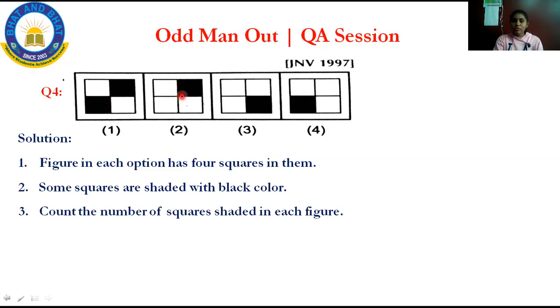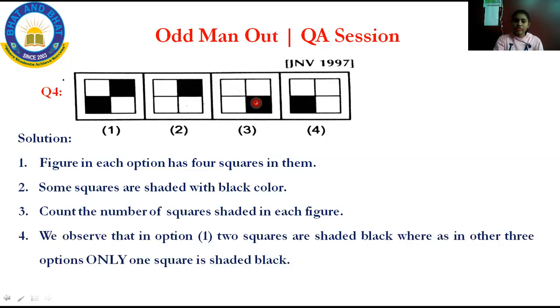Now come to the options. In option 1 there are 2 shaded parts. In option 2 it is 1 shaded part. In option 3, it is also 1 shaded part. And in option 4, look here, it is also 1 shaded part. So what is the correct option? Options 2, 3 and 4 have only one shaded part.